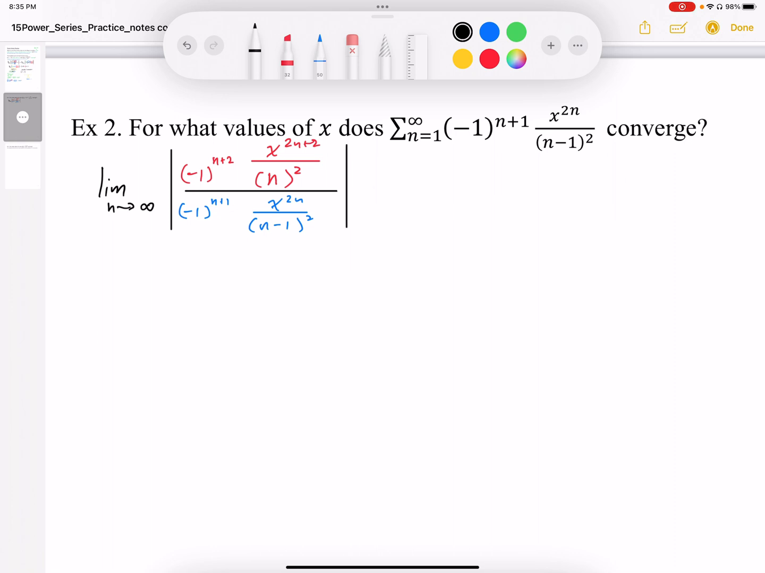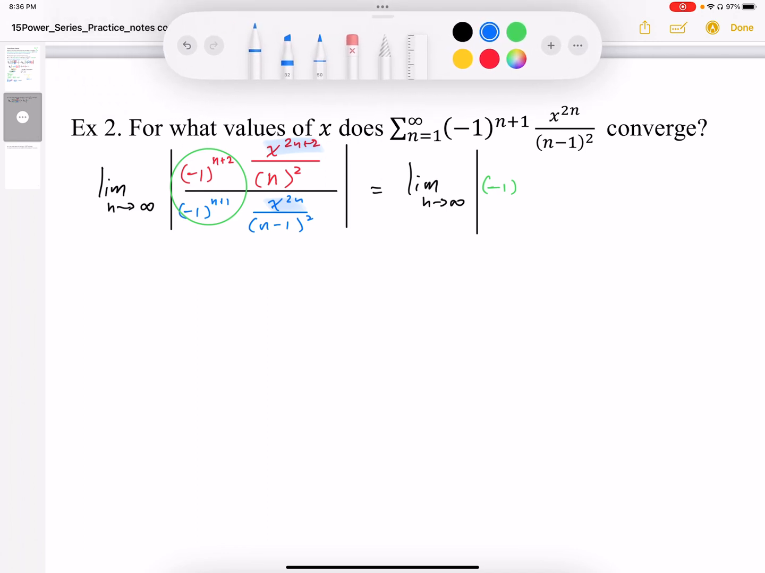We can group a few terms to make this simpler to evaluate. So as n goes to infinity, we're going to group these terms together. That just becomes -1. So we have -1 as one of our factors. We'll group together our x terms, these x terms. We'll do that in blue.